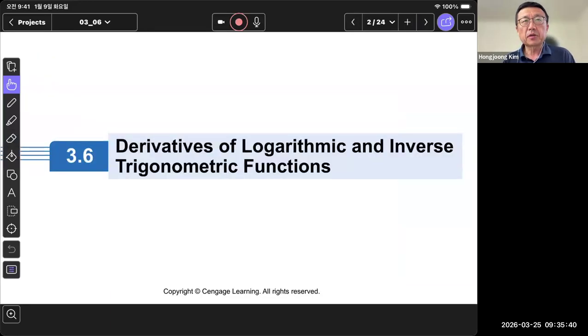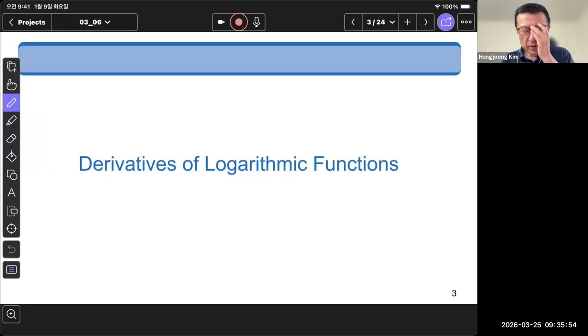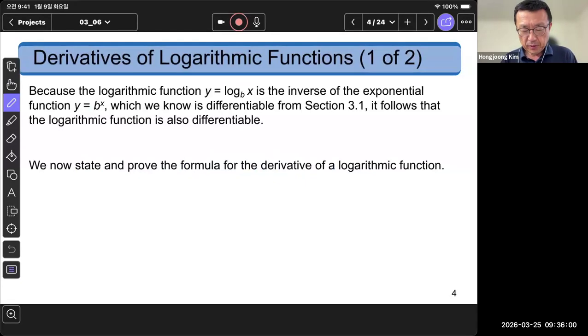Okay, now let us consider the derivatives of the logarithmic function and the derivative of inverse trigonometric functions, which I briefly mentioned a moment ago. So let us first consider the derivatives of the logarithmic functions. When I say the logarithmic function, that means this y is defined by something like this. Y is log of x with base b.